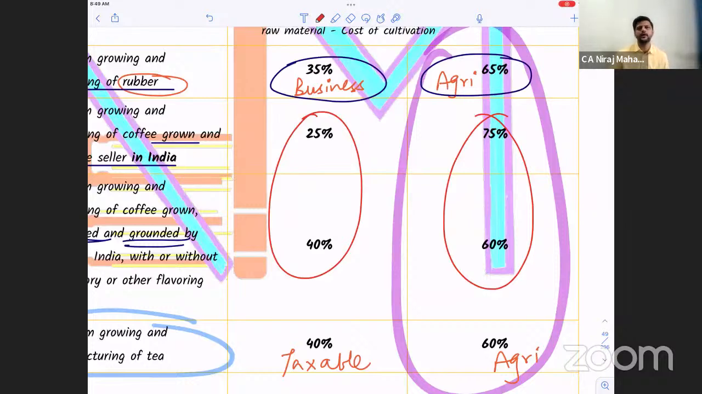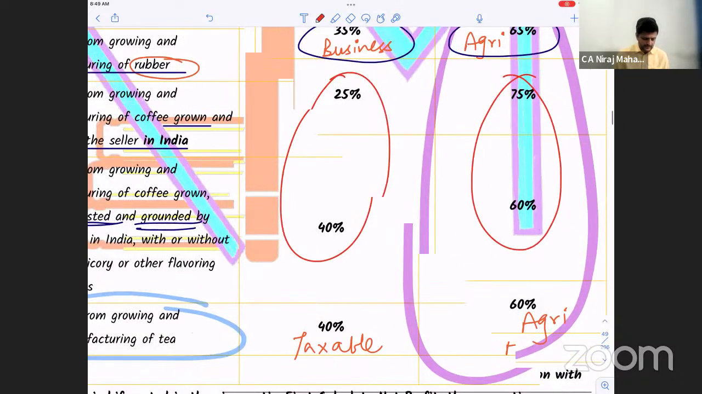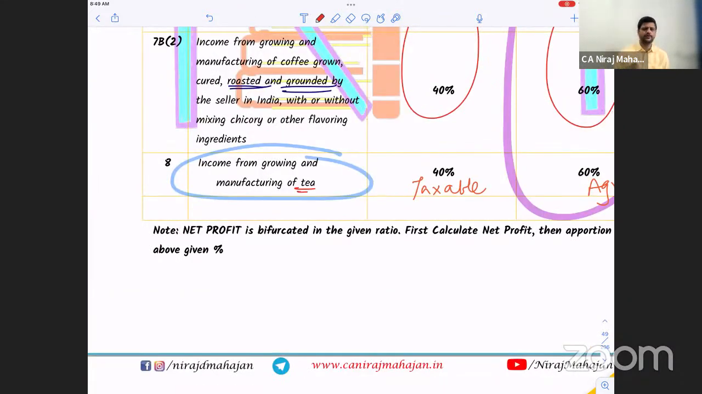Normal grown and cured is 75, 25. Clear all of you? And this grown, cured, roasted, ground is 60, 40. Clear? And our favorite, let us say, tea also 60, 40. 60 is to be considered agri, 40% as business income. Clear till here?